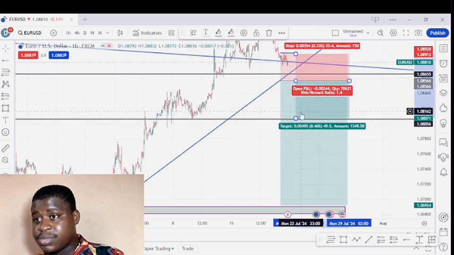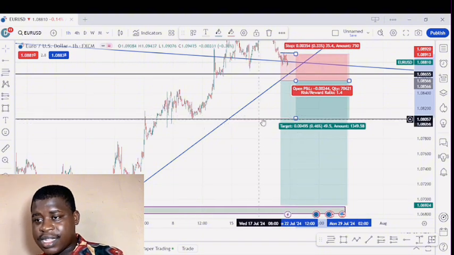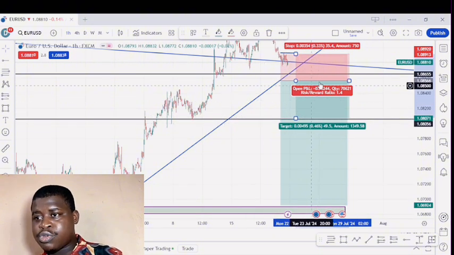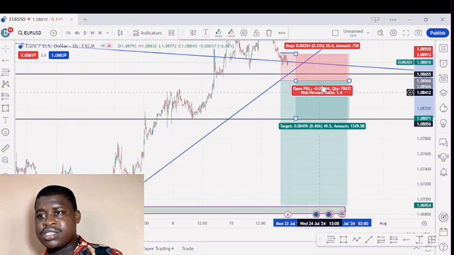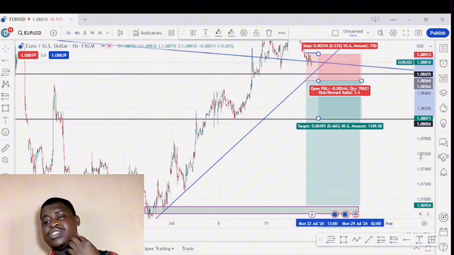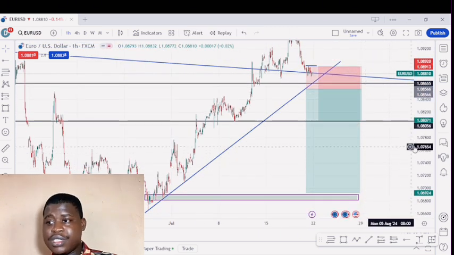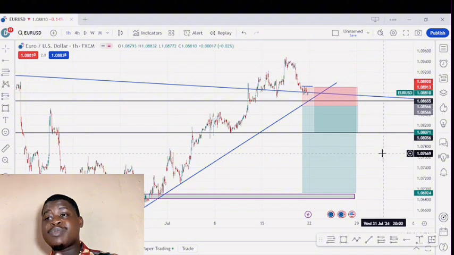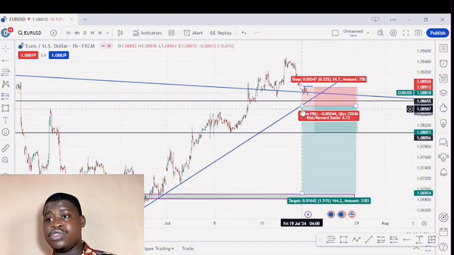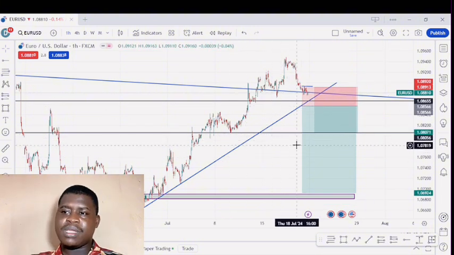If the market comes down here, I will take a profit at this level, move my stop to break even, and let this remaining trade run for me. So this is what I will be doing if I'm to take this trade. So I've explained what you are going to do on Euro USD. Just wait for the market to decide.